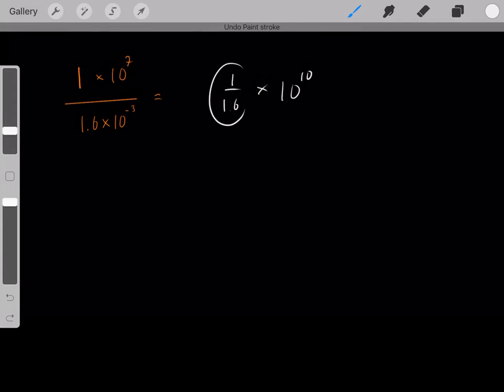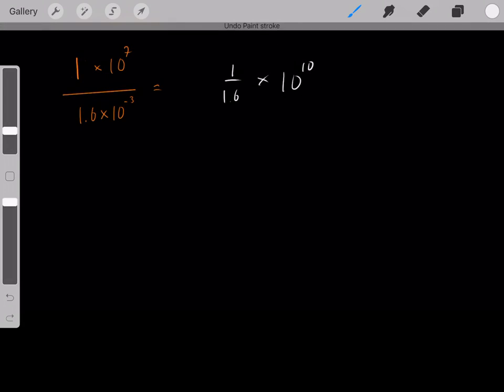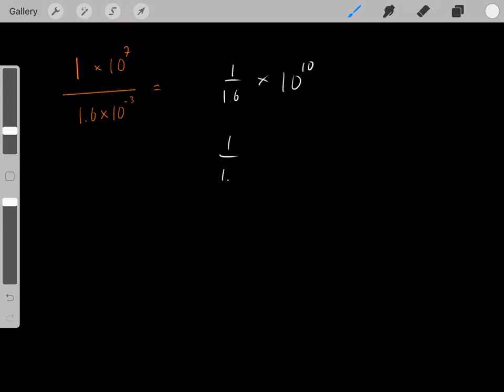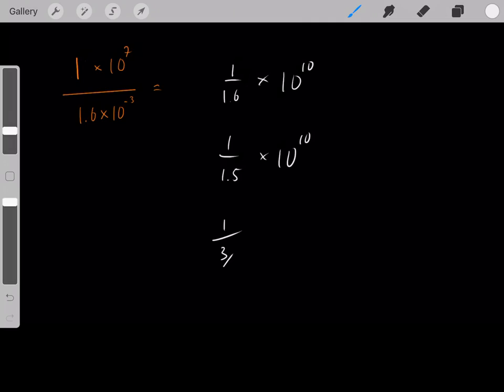So how are we going to take care of this? This seems a little complex. Well, we can make an estimate. Instead of dealing with this, we can deal with 1 divided by 1.5 times 10 to the 10. It's the same thing except 1.6, we change to 1.5. Why do we do this? Well, we know 1.5 is the same as 3 divided by 2. So instead of 1.5, we can change this to 1 divided by 3 divided by 2 times 10 to the 10. All we did was change 1.5 to 3 divided by 2.